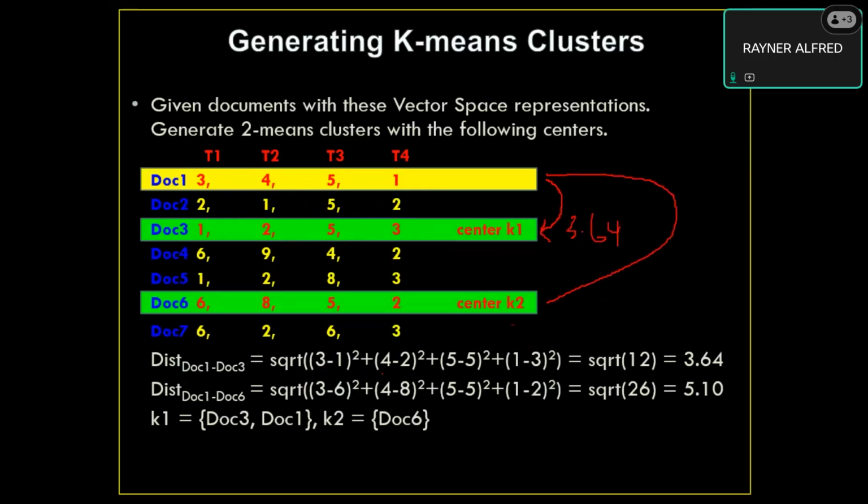Okay, now what is the distance between document 1 and document 6? So we take again the differences between these, 3 minus 6, and you take the square. And then 4 minus 8, take the square, and 5 minus 5, take the square, and then 1 minus 2. Take the square, you add up the value, and take the square root, you get 5.10.